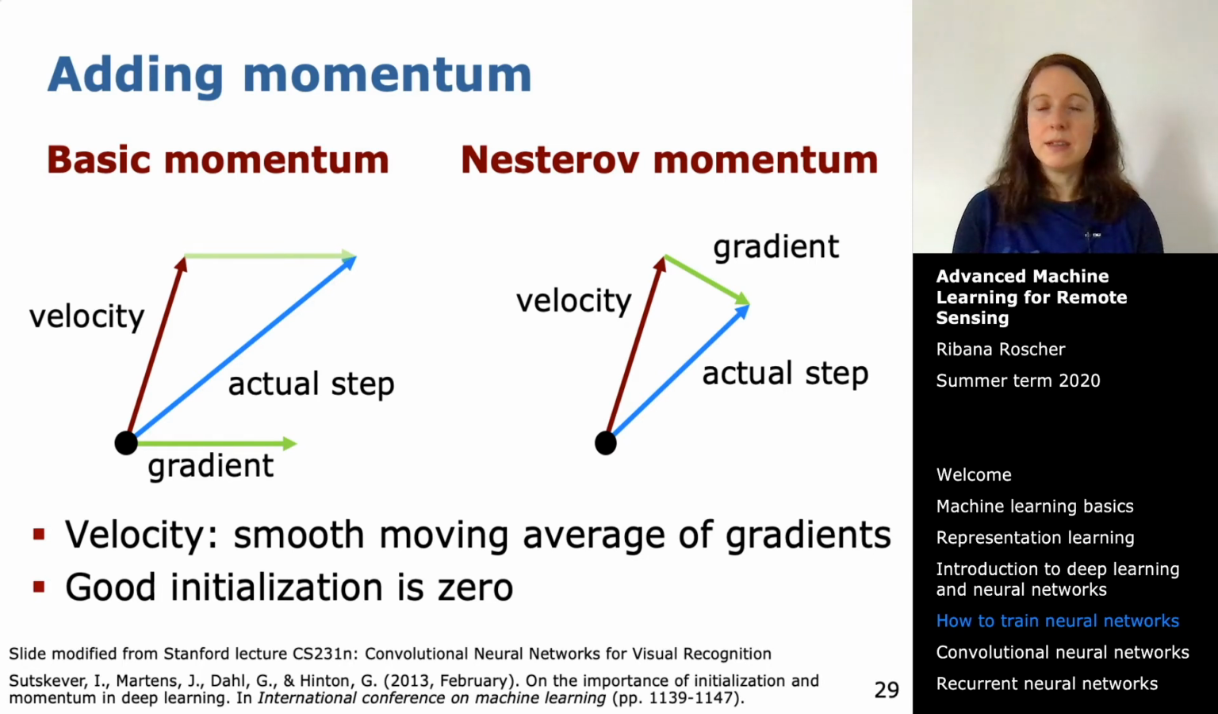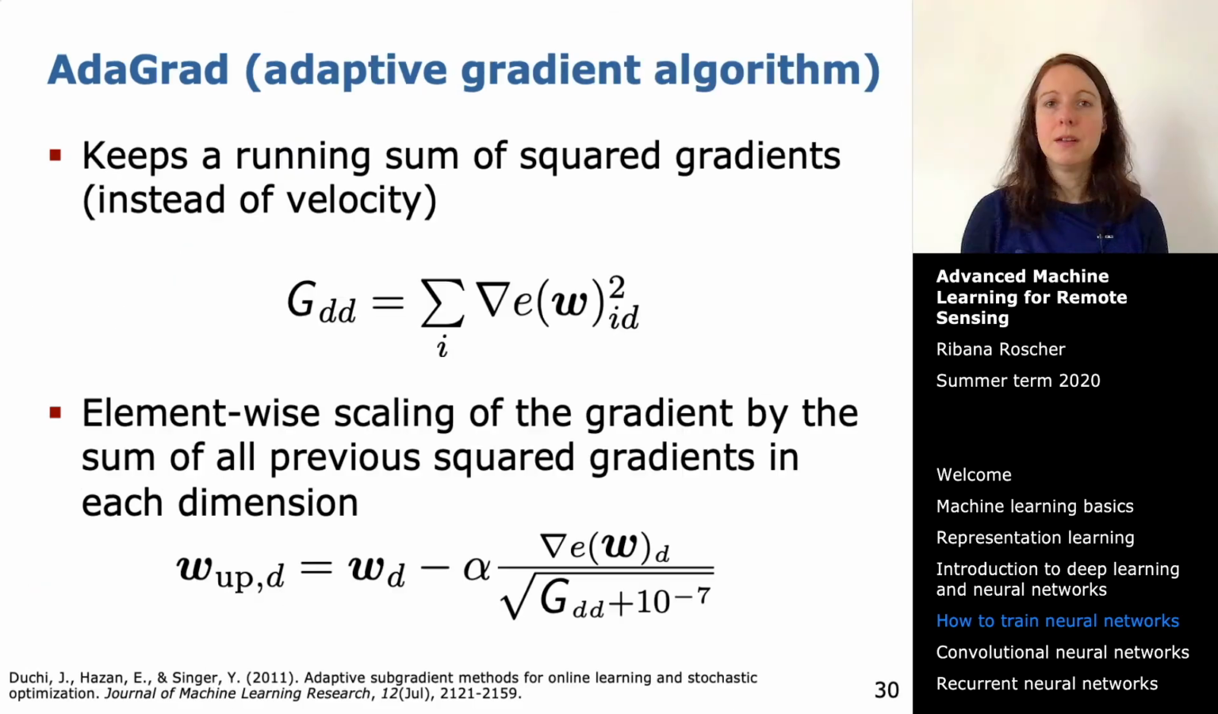So a good initialization for the velocity is just 0, because at some point you need to start. There's another common strategy for optimization, which is called AdaGrad. AdaGrad is short for adaptive gradient algorithm.